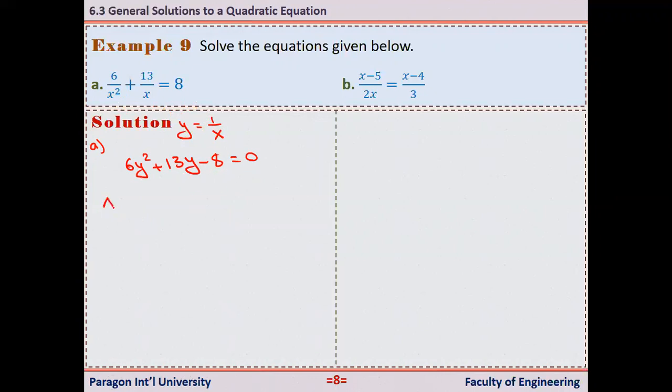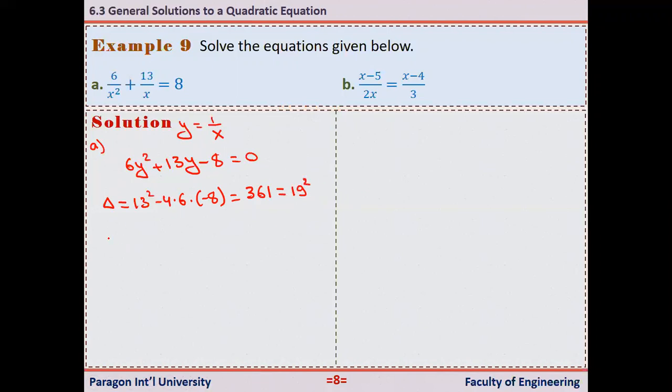So first we need to evaluate the value of the discriminant. That's equal to b squared, that is 13 squared, minus 4 times a, that is 6, times c, it is negative 8. And which is equal to 169, right? It is plus 24 times 8, that's equal to 361. So it is 361. It is positive. It has two answers. And also we know that it is a square number. 361 is equal to 19 squared.